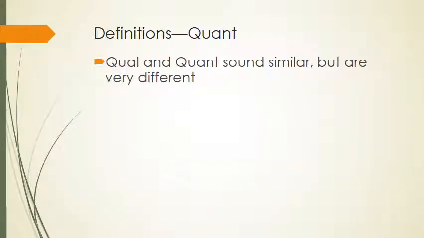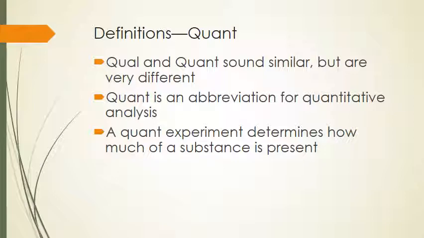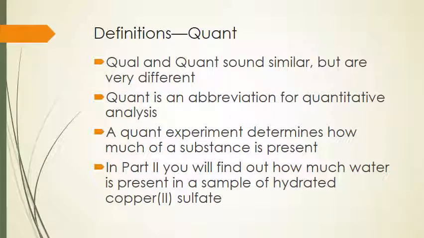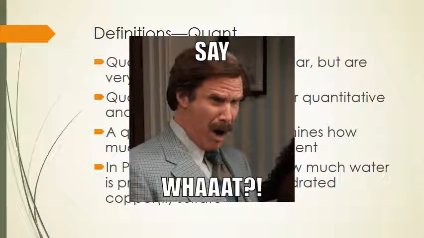Quant. They sound familiar, qual and quant, but they actually are very different. Quant means quantitative analysis. Rather than determine the identity of a substance, quantitative analysis tells you how much is present. So as you can expect, there's math involved with quantitative analysis. In part 2, you will find out how much water is present in a sample of hydrated copper sulfate. Now we'll talk about what we mean by hydrated copper sulfate in a little bit.